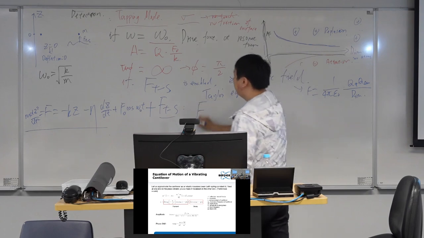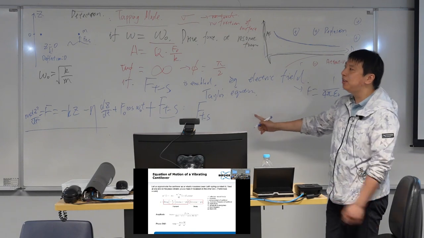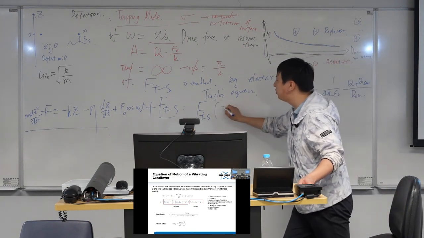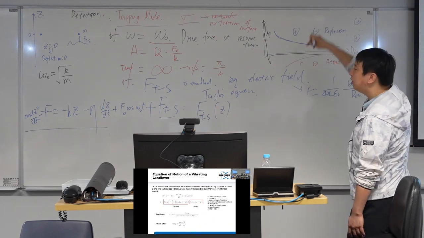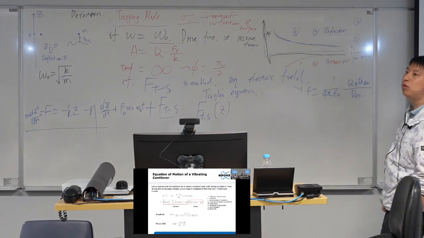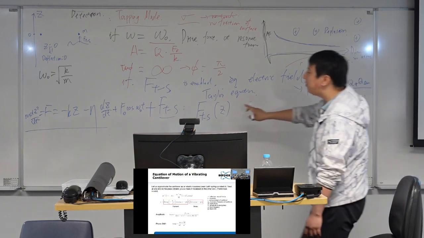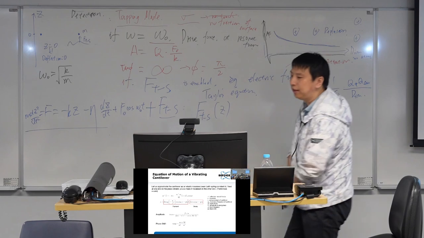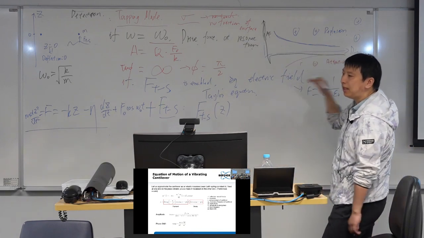So the force between tip and the sample is definitely a function of z, right? If the tip is away from the surface, the electric field force will be weaker. If it gets closer, it will be stronger. So it's definitely a function of z. So we can write it down using the Taylor expansion.